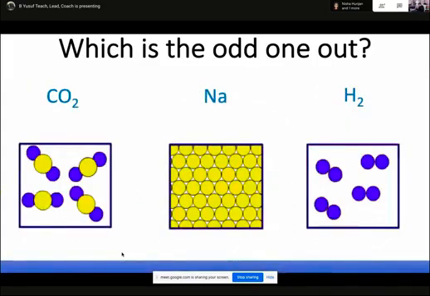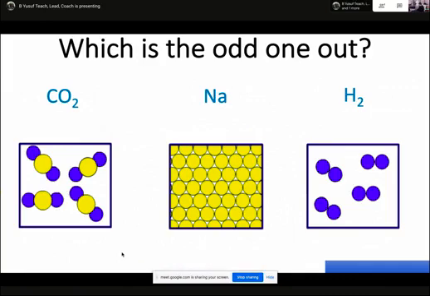What about with these 3 substances here? CO2, NaH2. Now, again, you've got the visuals there to give you a little bit of a hint. What do you notice that is different in one of these? What could be the same in the other 2?